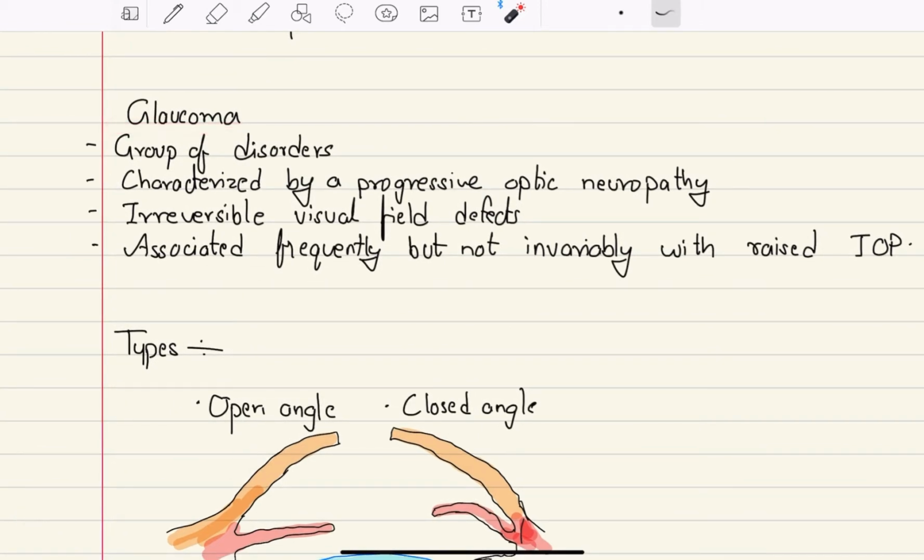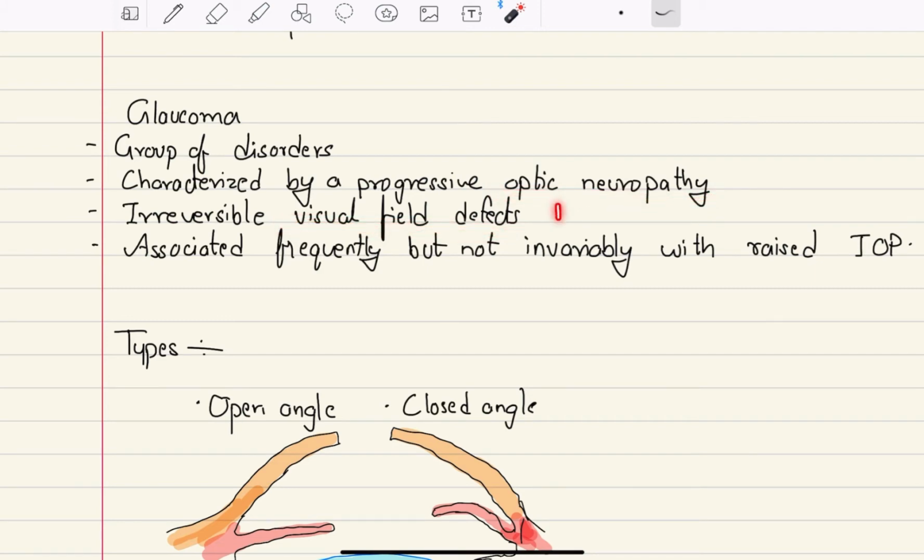What is glaucoma? Glaucoma is a group of disorders which is characterized by a progressive optic neuropathy. So remember, there is optic neuropathy in glaucoma, or there is damage to optic nerve which results into irreversible visual field defects. Okay, so you will have to remember these two things, optic neuropathy, and there is visual field defects in glaucoma. And this visual field defect is actually, there is a pattern for this.